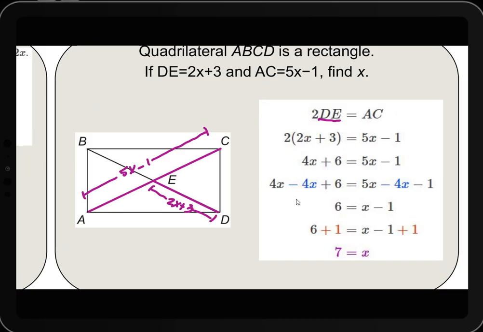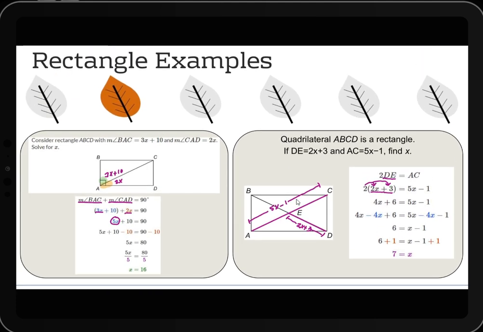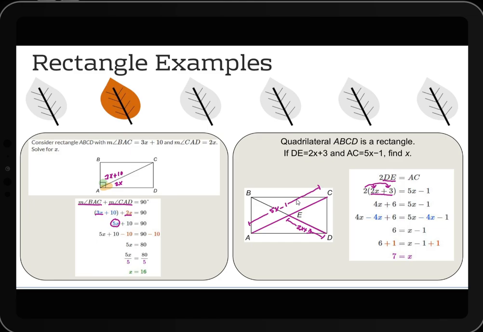So we can see right here that they've substituted the expression for DE in, and we're distributing 2 to both of the terms. So we have 4x plus 6 equal to 5x minus 1. Then they're subtracting 4x on both sides, so they get the x isolated, and then they add 1 to both sides, and voila, we have 7 as our value. So, as far as rectangular examples are concerned, these are 2 really great examples that you can refer back to when you're trying to figure out how to solve an equation or set up an equation. And both examples demonstrate 2 separate properties that rectangles actually possess.